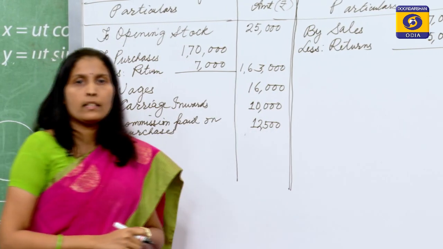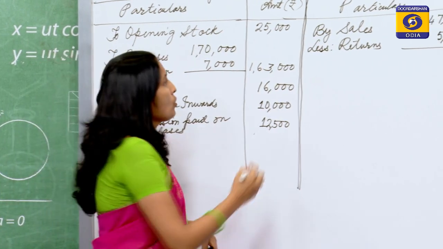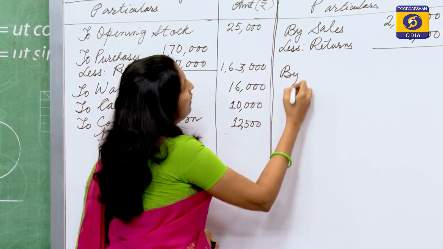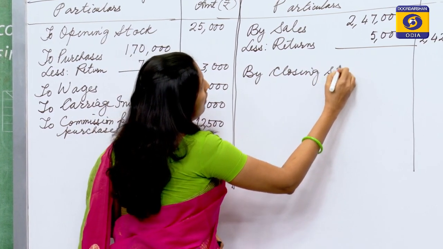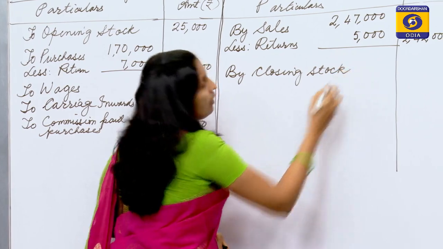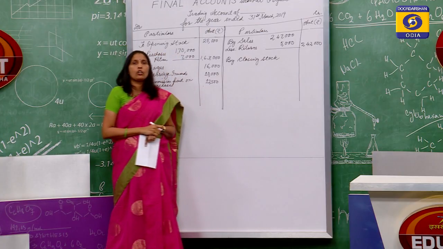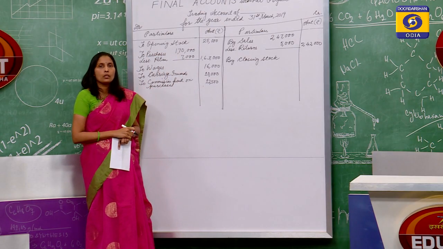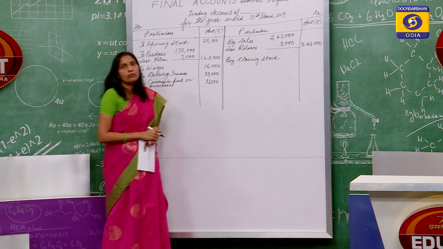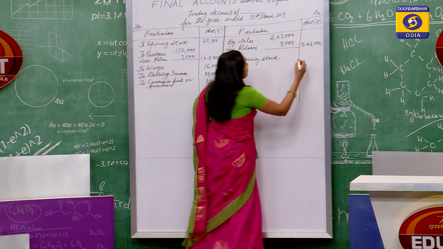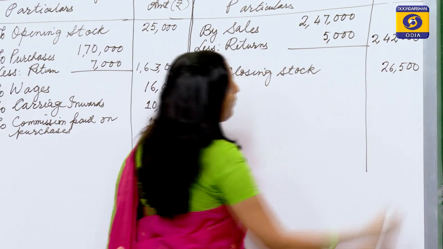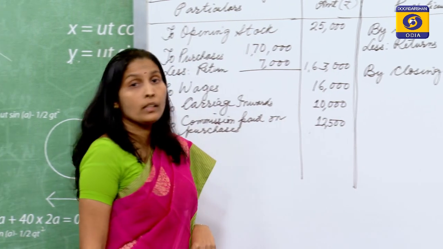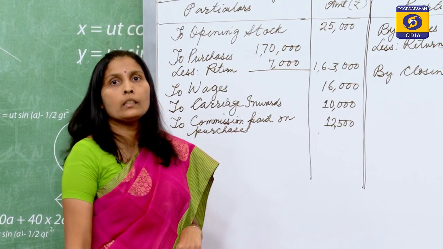Now, the next item we will be having is closing stock. So, by closing stock. The question tells us that stock as on 31/3/2019 was 26,500. So we'll write here by closing stock 26,500. Now let's take a look whether the credit side is heavier or the debit side is heavier.